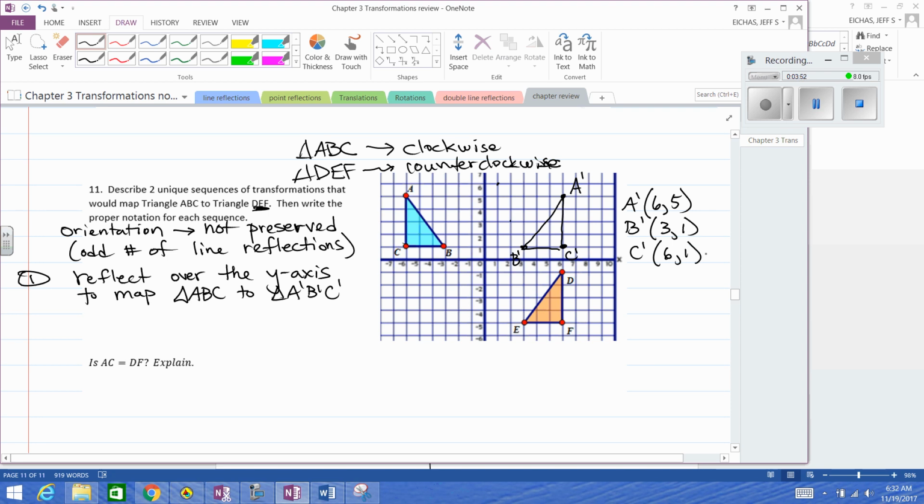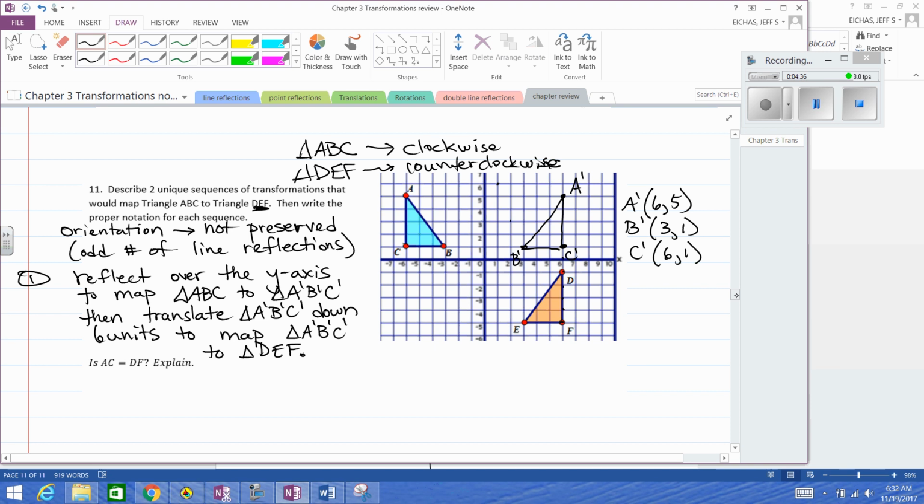And then what you're going to do is translate triangle A prime, B prime, C prime down how many units? We're going to match C to F, so it's going to be 1, 2, 3, 4, 5, 6. Down 6 units, to map triangle A prime, B prime, C prime to triangle DEF.